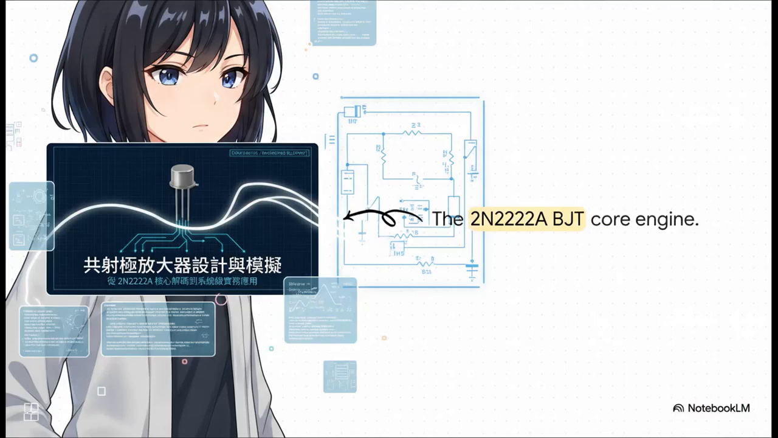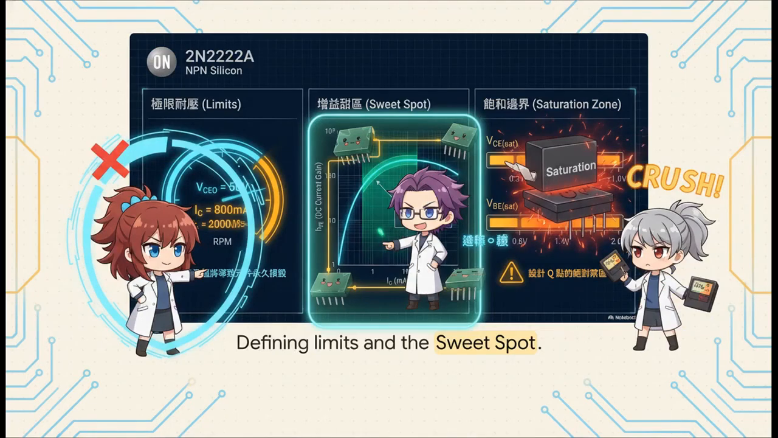This little component is the 2N2222A BJT. It's an absolute classic NPN silicon transistor, and frankly, it is the beating heart of our entire design. Literally everything we calculate, simulate, and eventually build today revolves around the physical quirks of this tiny three-legged piece of silicon. But we can't just plug it in and hope for the best. These components have strict physical limits that we have to respect. Take the absolute maximum collector-emitter voltage, or VCEO, for example. It's exactly 50 volts. If you push it past that, you permanently destroy the transistor.